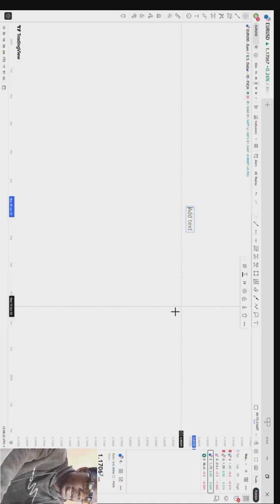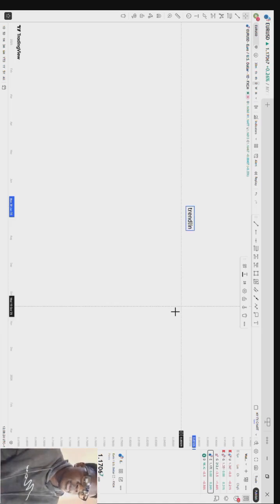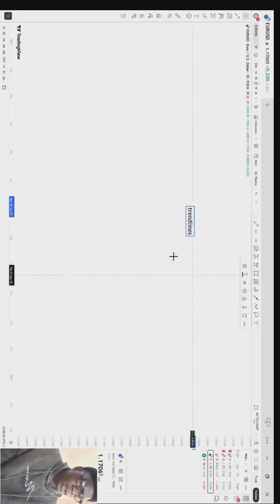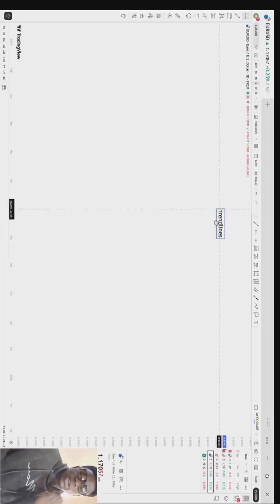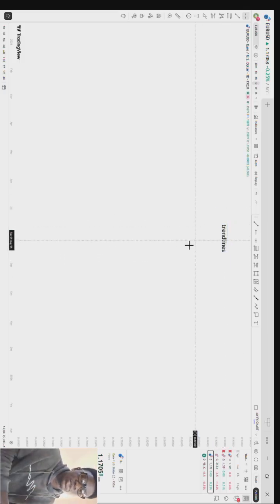Trend lines, good. Now, what's trend lines? You guys all know trend lines are lines that are used to tell us whether the price is in an uptrend, bullish, or in a downtrend, bearish. You guys already know this, I believe. Trend lines are like this.